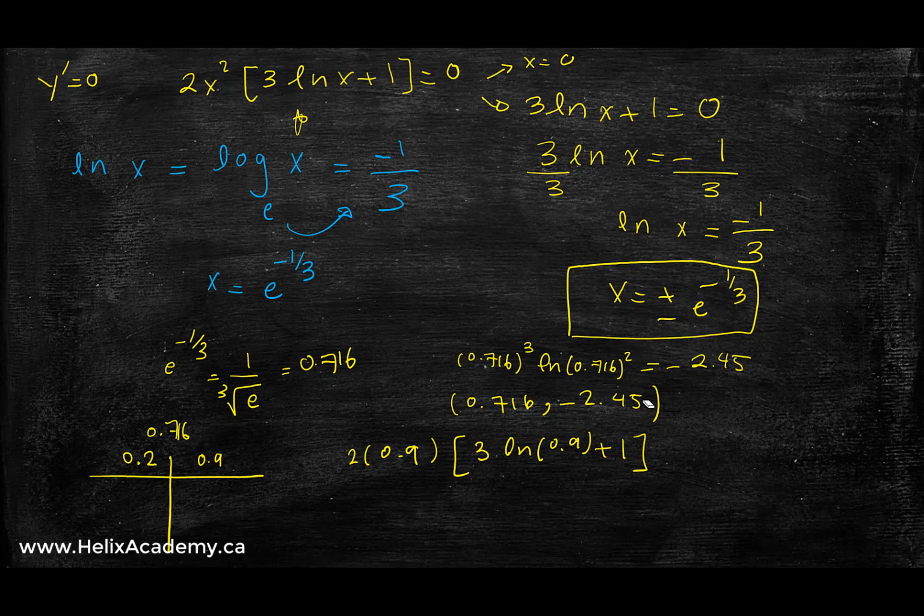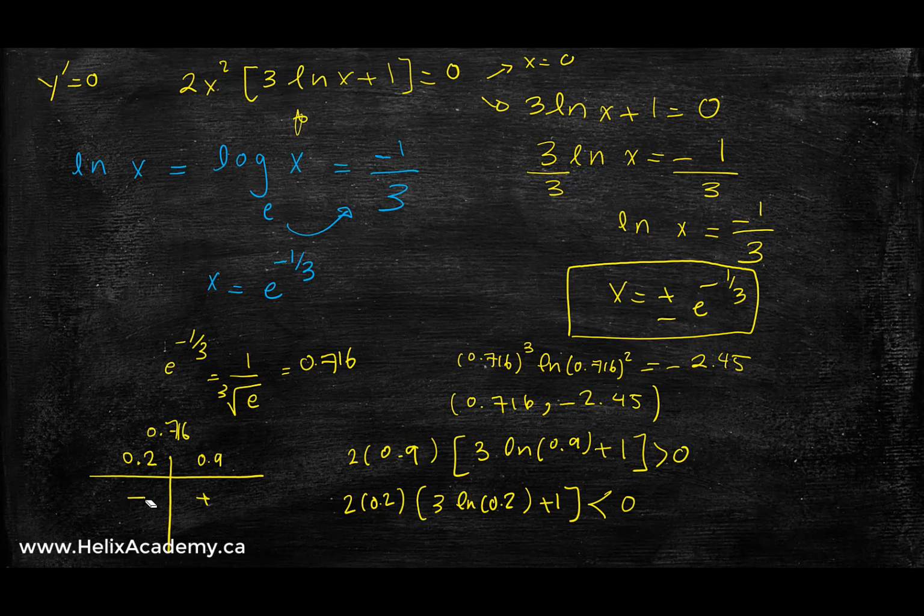Obviously, if I give it 0.716, I'll get a 0, right? So for ln of that, I should get a number that is positive, so it's bigger than 0. Good. And then I can do the same thing with 0.2: 3 times ln of 0.2 plus 1. You can pause this video and calculate this on your own. And once you come back, you should have a negative number here.